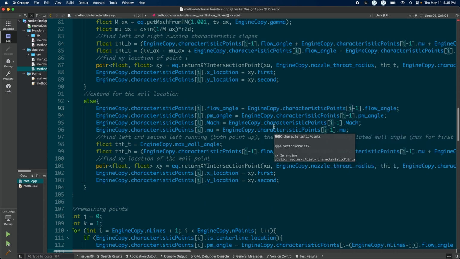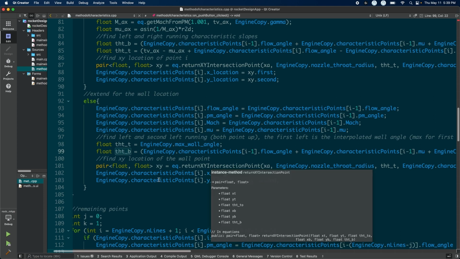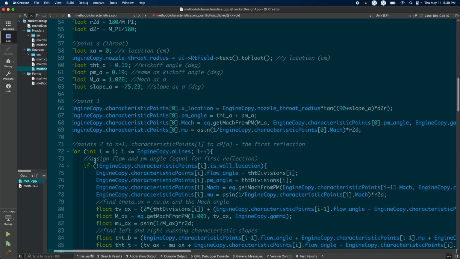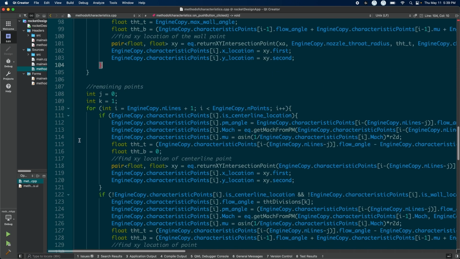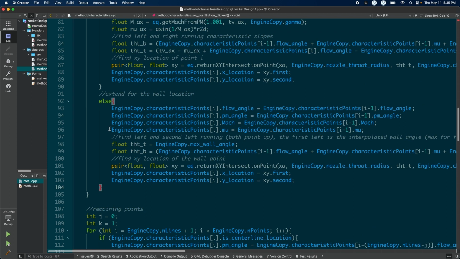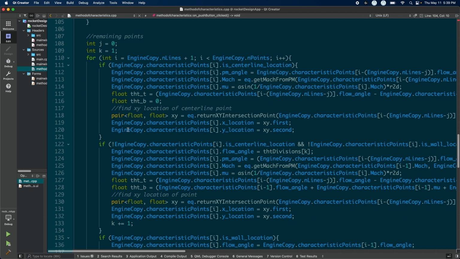When I have that, I find my top and bottom slopes. And then lastly, I get the wall location. So from lines 65 to 104, that's my first reflection on the first point. So when that's done, I can get the remaining points. I check if it is a center line.